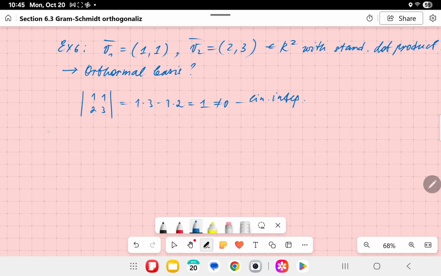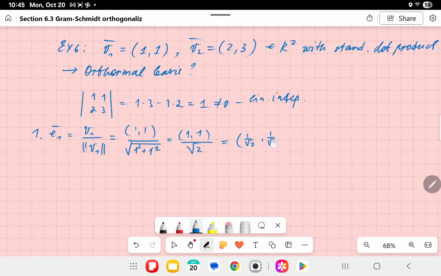Now, by my process, I'm going to find E1, which is going to be what? V1 divided over the norm of V1. That's going to be (1, 1) divided over the square root of 1 squared plus 1 squared. That's going to be (1, 1) over the square root of 2, and I'm going to turn it into separate coordinates: 1 over square root of 2, 1 over square root of 2. Very good.